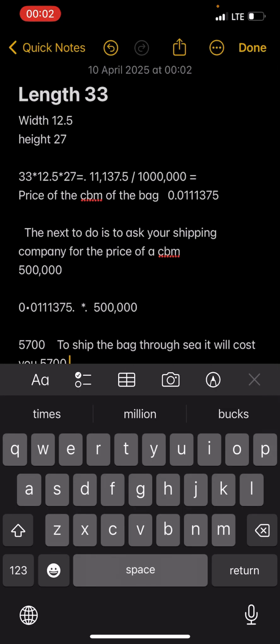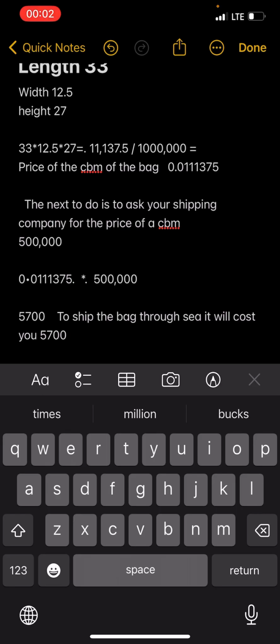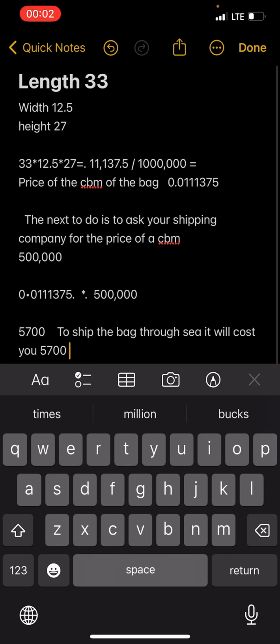Ask your supplier the length, the width, and the height. You can simply say, hello, my friend, what is the volume of this goods? Once he gives you, this is what he's going to give you: the length, the width, and the height. Then you times it together: 33 times 12.5 times 27. You write what he gives you down.